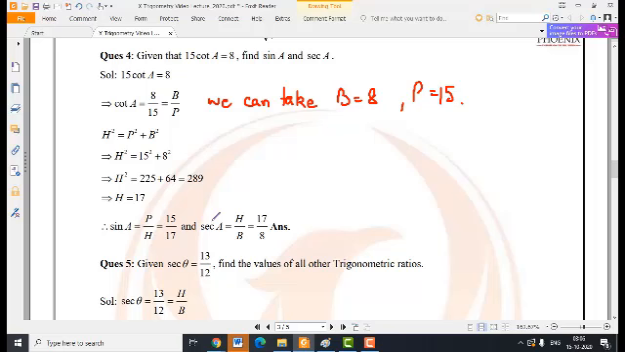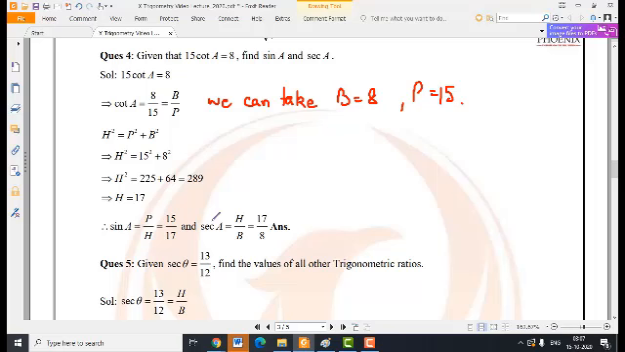Similarly, the second thing that you need to evaluate is secant A. How to evaluate secant A? Secant A is hypotenuse upon base. Alright, hypotenuse is 17, base is 8. So my answer is 17 upon 8. So that is how we are going to calculate the values of these two ratios.